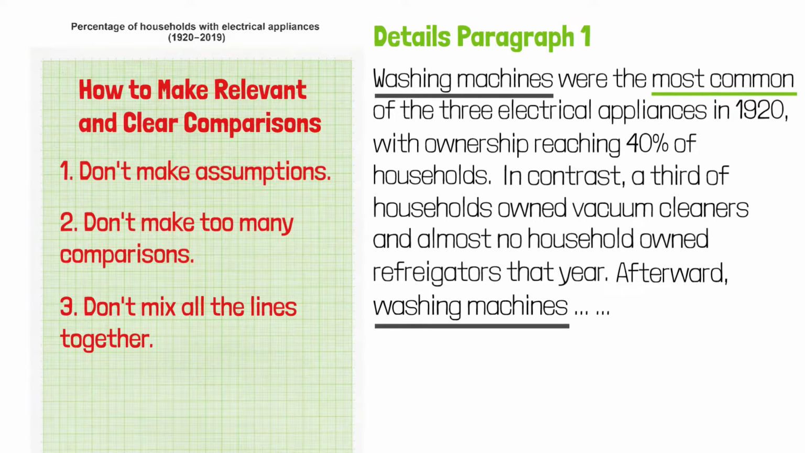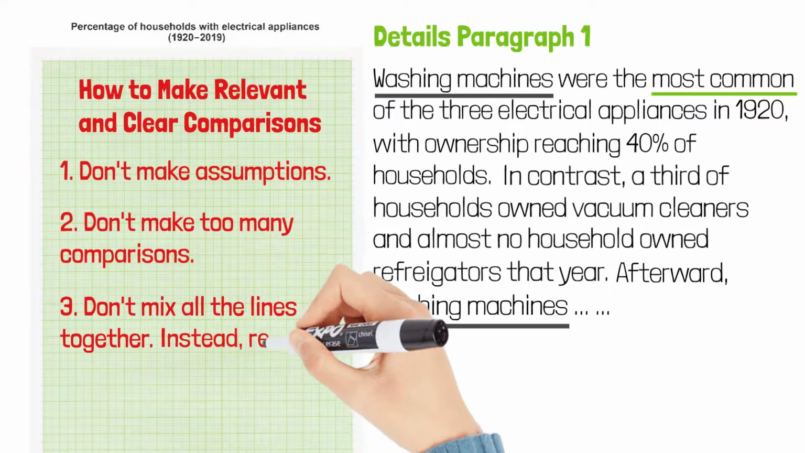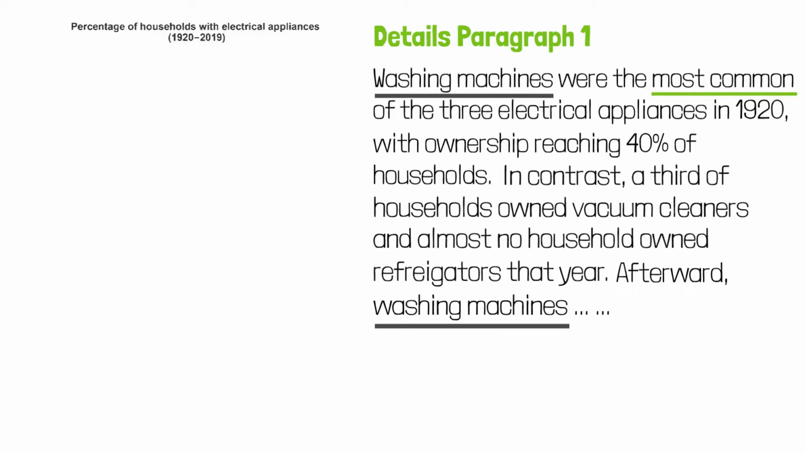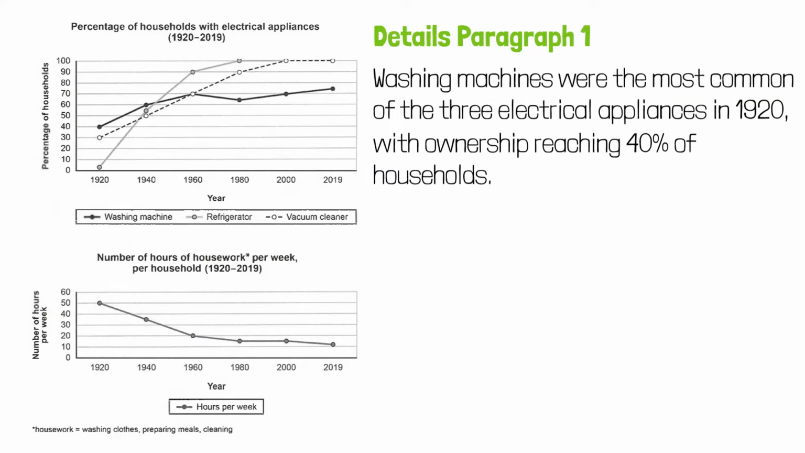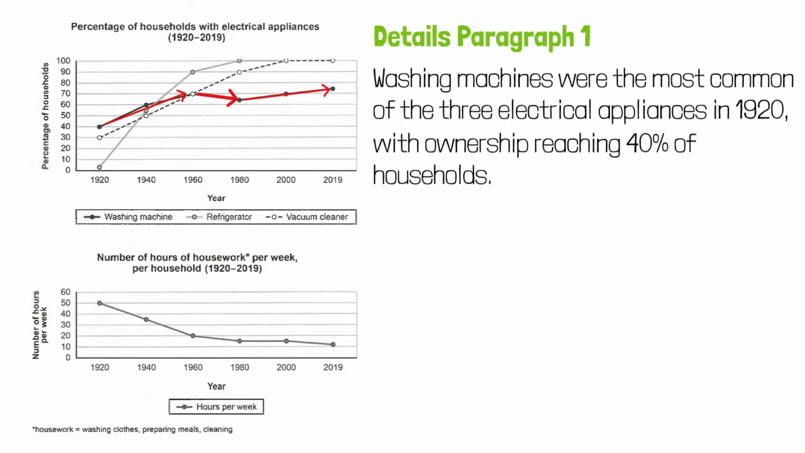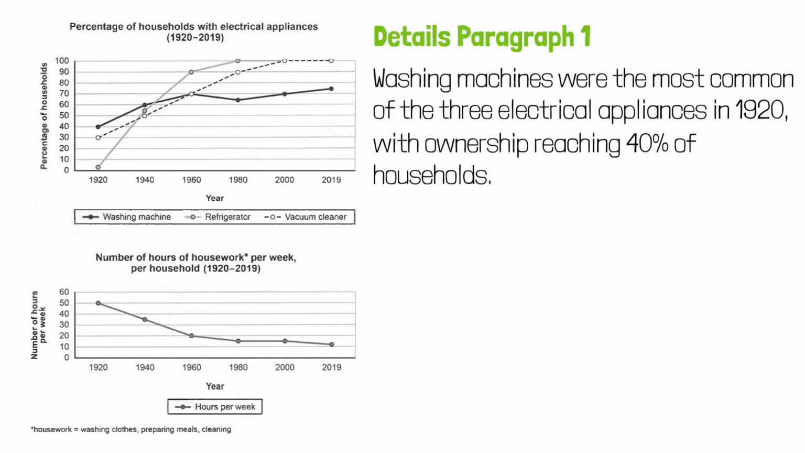I think our essay will be much easier to read if we describe the three lines one by one. So I will continue to report washing machines. Let me show you something super cool. Instead of saying that their numbers then increased and then decreased and then increased again, we can simply say that their numbers kept increasing with only a small dip in 1980.